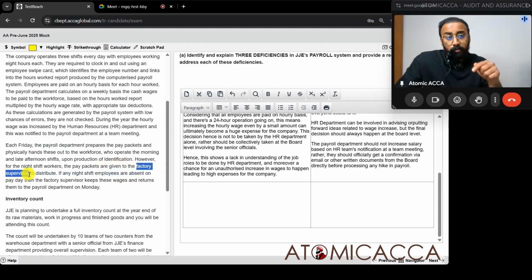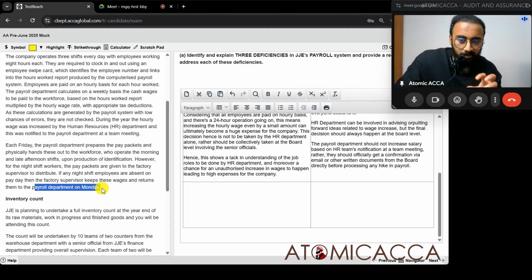That means the factory supervisor is taking the role of the payroll department. Again, a job description problem is over here. Then, if any night shift employees are absent on the payday, that is on Friday, then the factory supervisor keeps these wages. So they're keeping it in their own pocket because it's a cash payment, and return it to the payroll department on Monday. So there's a huge problem over here with this night shift payment.